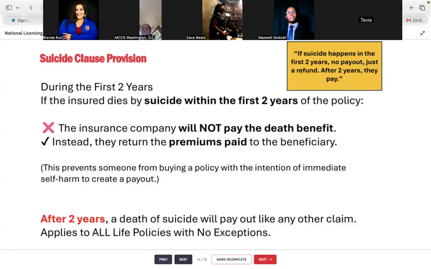Okay, now after 2 years of owning the policy, the suicide provision comes off. Okay, and the suicide will pay out just like any other claim. This applies to all life insurance policies. Literally, every single one of them works like this, no matter the company.